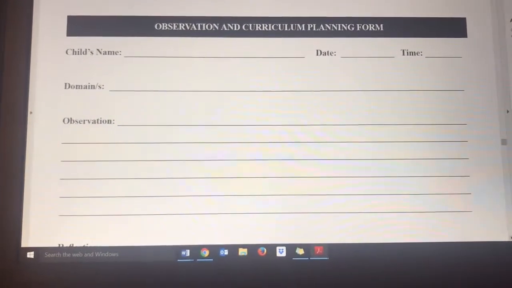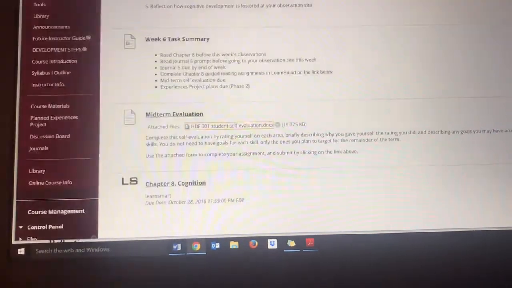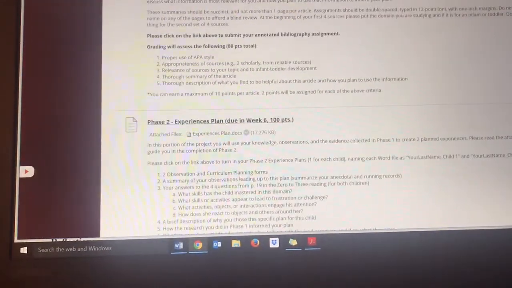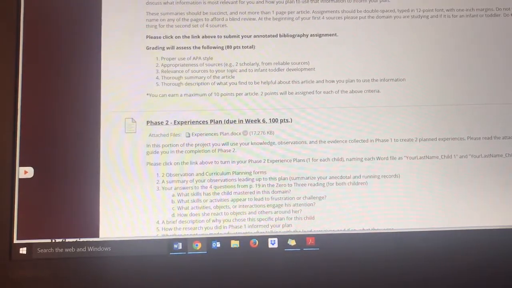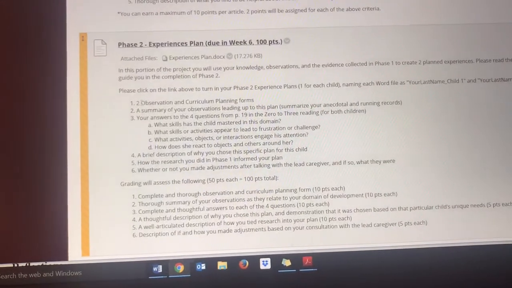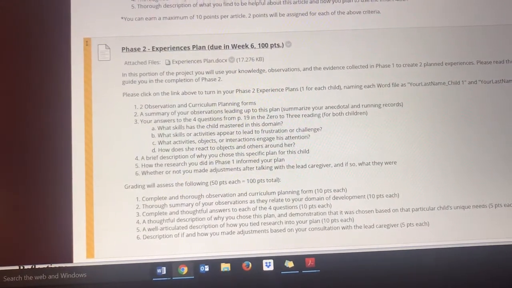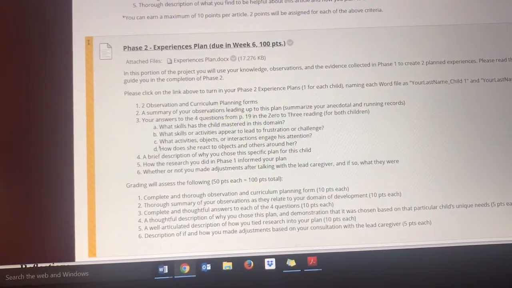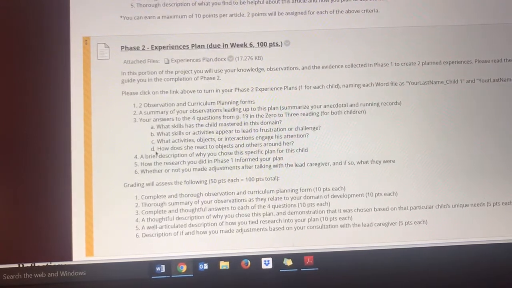And then remember that you've got the 4 questions. That's back here, under your phase 2 planning experiences. It lists them all out. So 2 observation and curriculum forms, 1 for your infant, right? You start with that. A summary of your observations. And then you're going to answer these 4 questions. These are going to help you with that form.